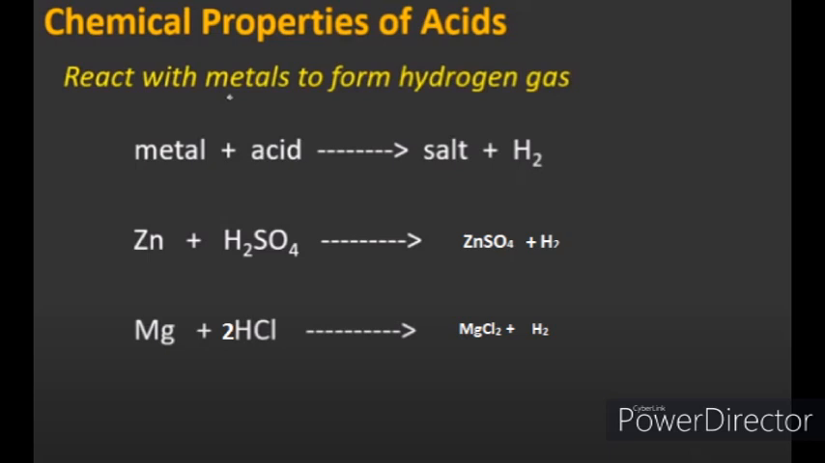Now let's see certain chemical properties of acids. First we will see how metals react with acids. The first example is of zinc. Zinc, when it reacts with a strong acid like sulfuric acid, whose formula is H2SO4. Now see what will happen on the product side. First, in the reactants we see two things: one is a metal and another one is an acid.